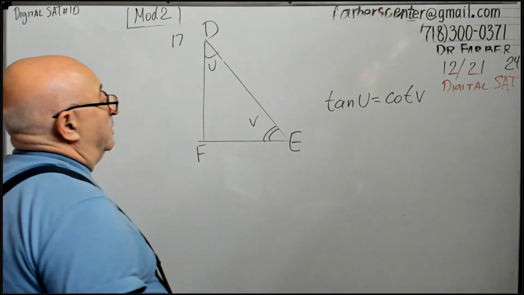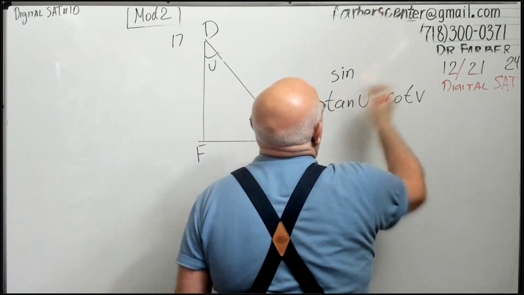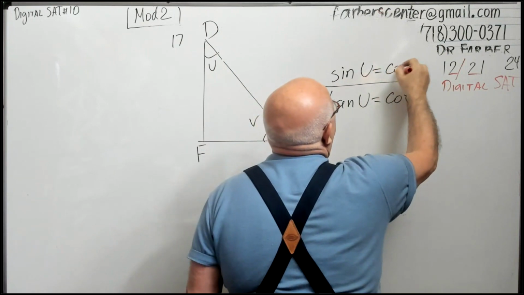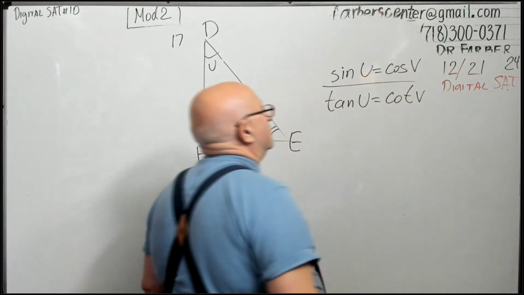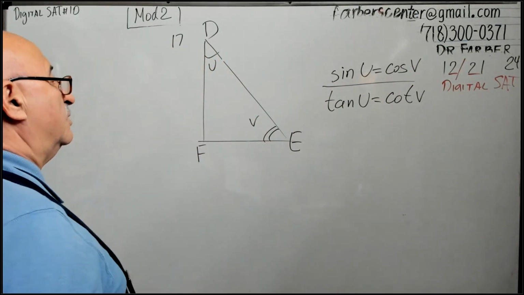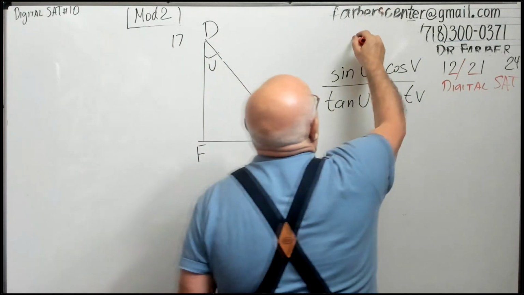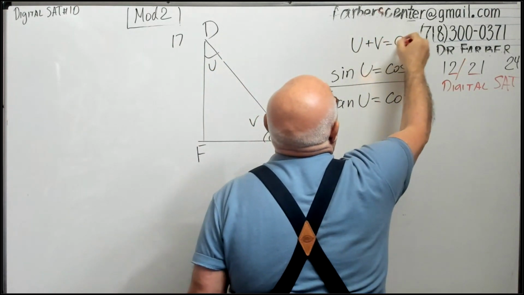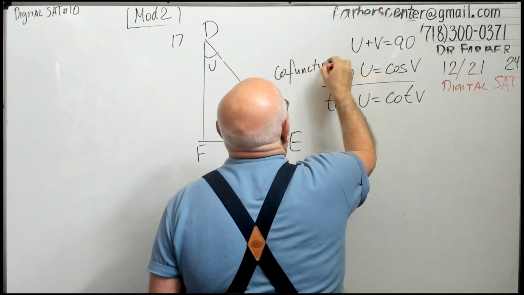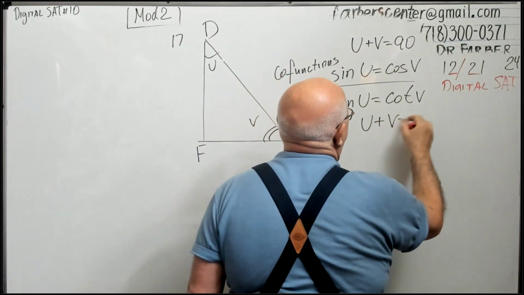So remember, I just give a hint again. If sine of U equals cosine of V, how do you name this function? Cofunctions. I just did it a few minutes ago. It's the same as tangent and cotangent, cofunctions. In this one, we did today, U plus V equals 90. As well, they're cofunctions. And this is U plus V equals 90 degrees.